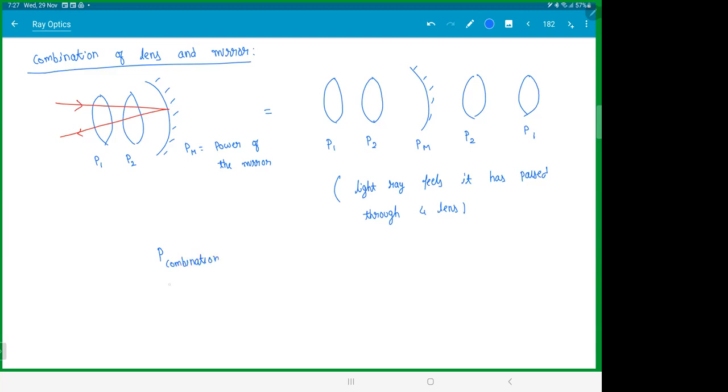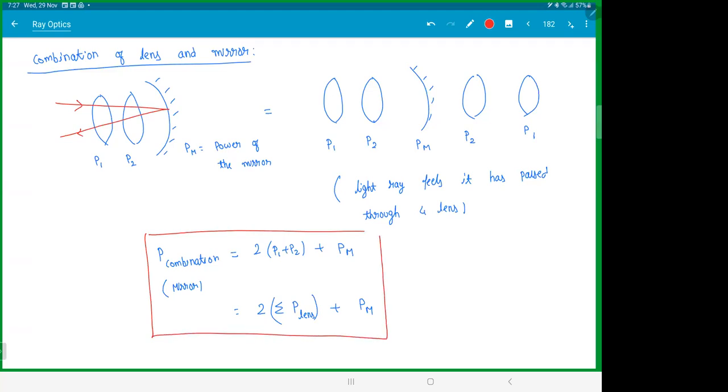So this whole combination, first of all, will behave like a mirror. This is given by 2 times (P1 plus P2) plus 1 mirror, PM. So this is a formula, 2 sigma power of the lenses plus mirror. So whenever you have a mirror, this is what happens. Later on, I'll show you a case where if you have multiple mirrors, what happens? This combination behaves like a mirror.